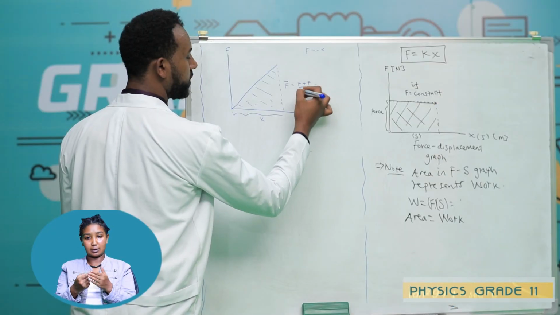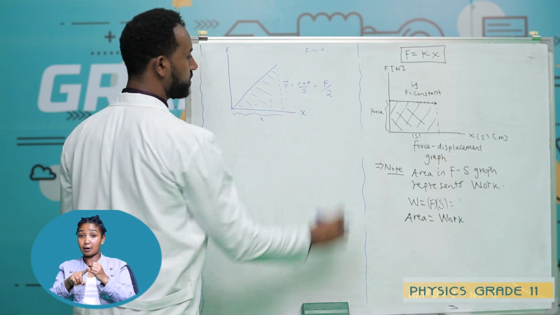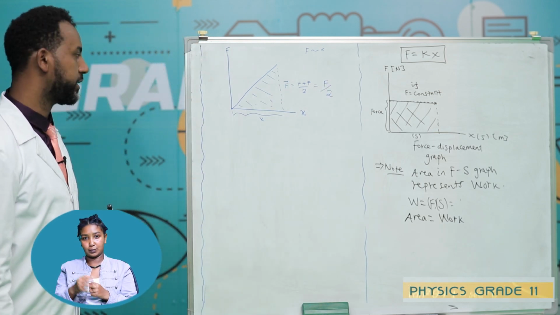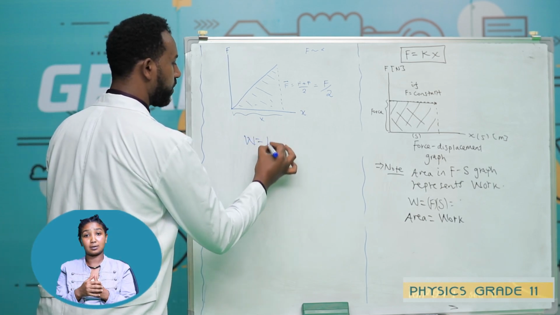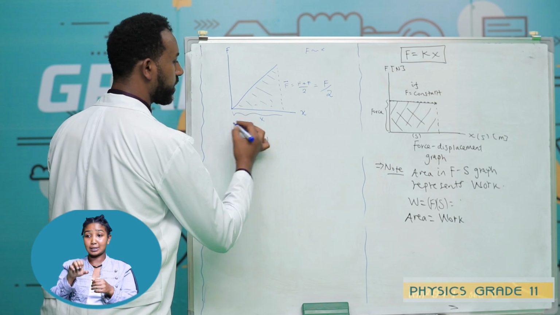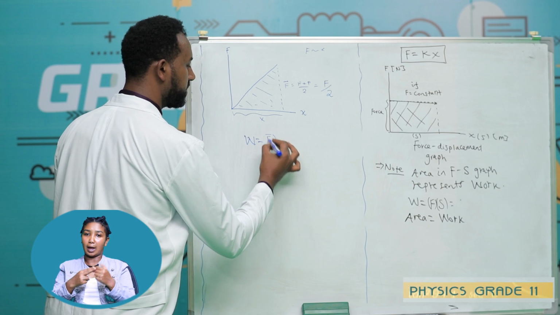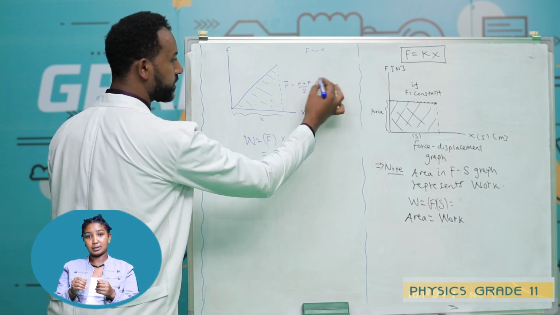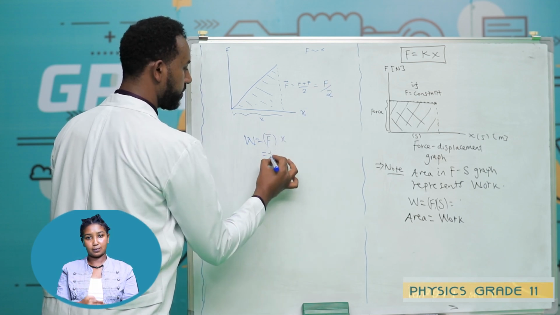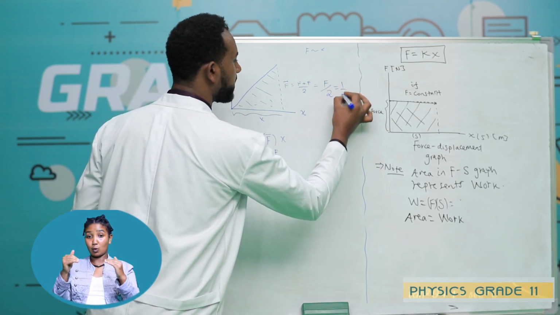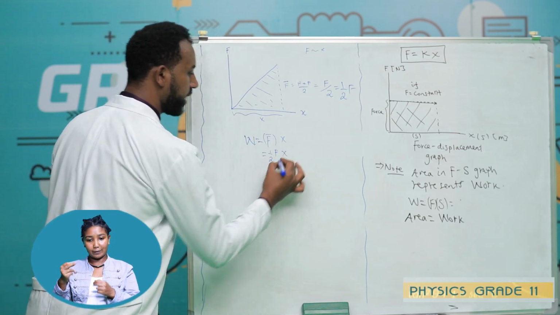Initially, the initial force is 0, so the average force is the final force over 2. We can have such a relation. Therefore, work can be given as force times displacement, or length times width in this case. The force is the average force, times the displacement x. The average force is 1 over 2 F, so work is 1 over 2 F times x.